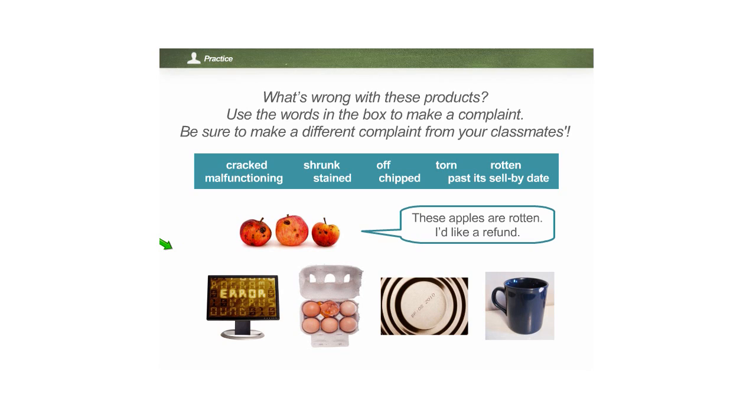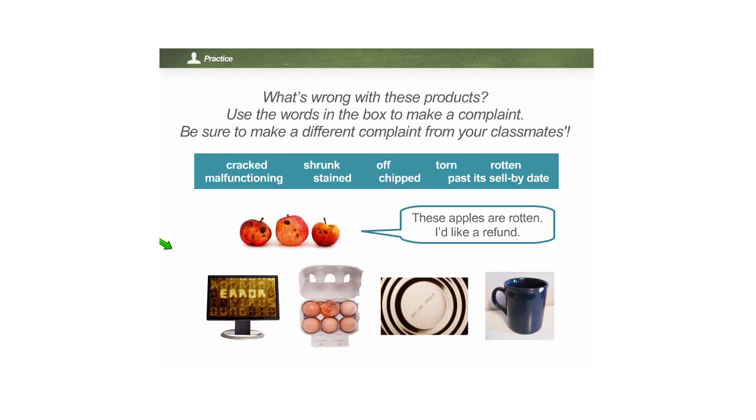On our very next slide, how do you think the customer service responds to complaints? Well, we know you got your products rectified. So let's look at this one, which has the words I was just talking about: cracked, shrunk, off, meaning smells bad, torn, rotten, malfunctioning, stained, chipped, and past its sell-by date. We have 5 products on our slide, and you have to tell me what's wrong with these products. Use the words from the box to make your complaint, and each person make a different complaint from somebody else.